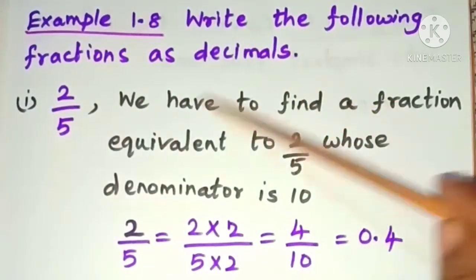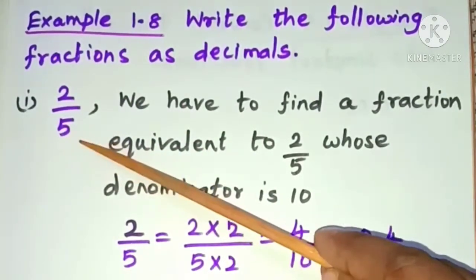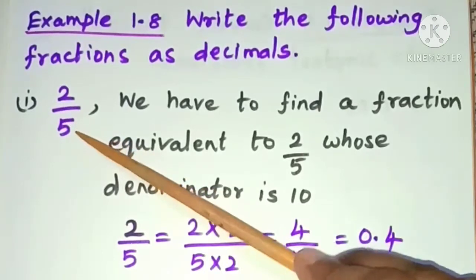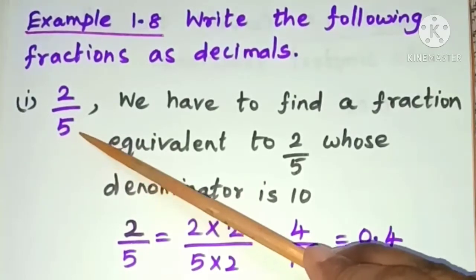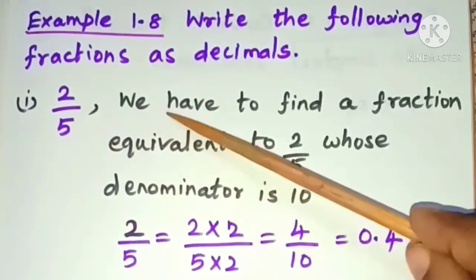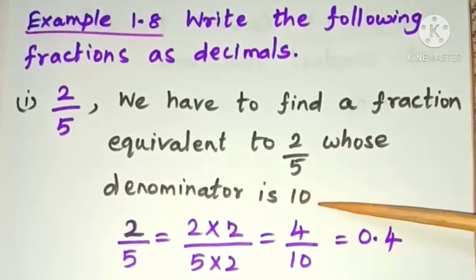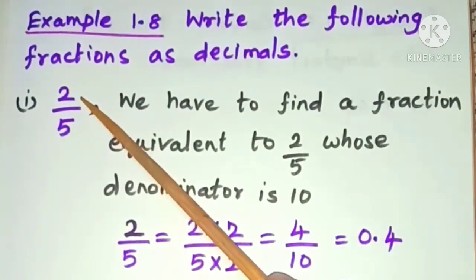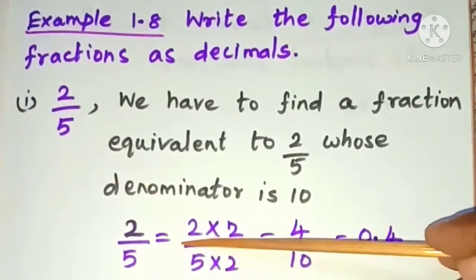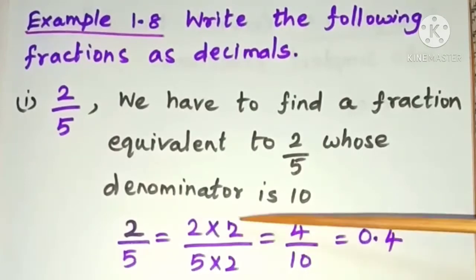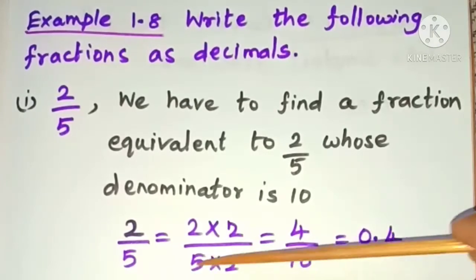Example 1.8. Write the following fractions as decimals. So here the fraction 2 by 5 is given, and we have to change the denominator 5 into 10 or multiples of 10. Then only it will be easy to convert the fraction into decimal. So we have to find a fraction equivalent to 2 by 5 whose denominator is 10. So we have to multiply and divide by 2. So when we multiply 2 with 2 and 5 with 2, we get 2 into 2 divided by 5 into 2.